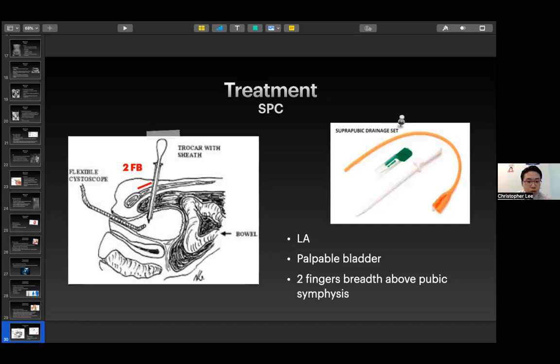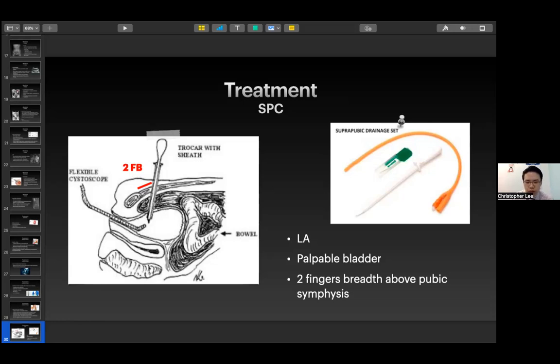So the picture on the left shows the anatomical landmark where it's safe to puncture the bladder. And the picture on the right shows you a typical suprapubic catheterization set, which consists of essentially a blade, a trocar, which has a sheath, and the catheter itself. So after puncturing the bladder with the trocar, you remove it, and that leaves a sheath for you to insert the urinary catheter. And then after the urine drains out from the catheter, you can remove the sheath.